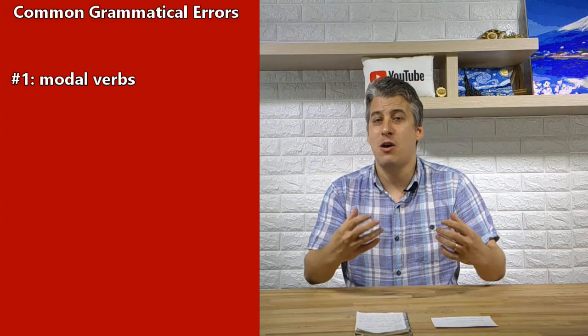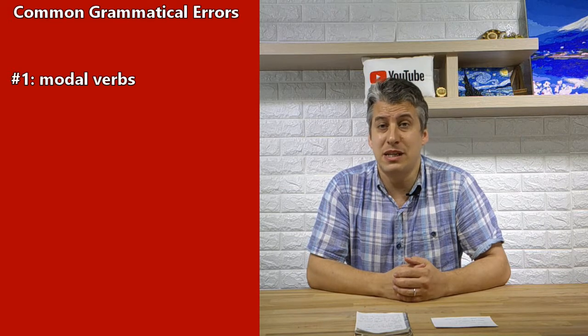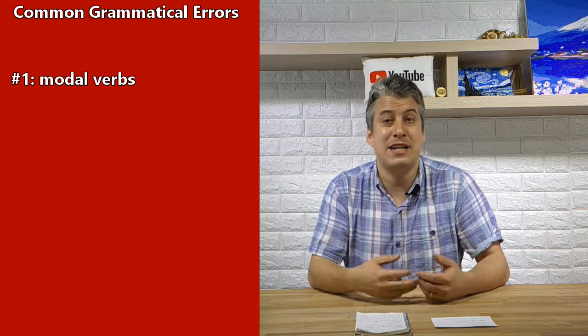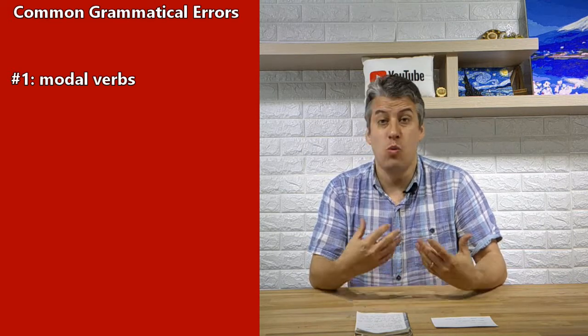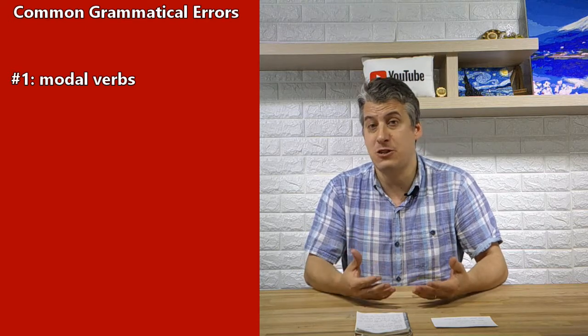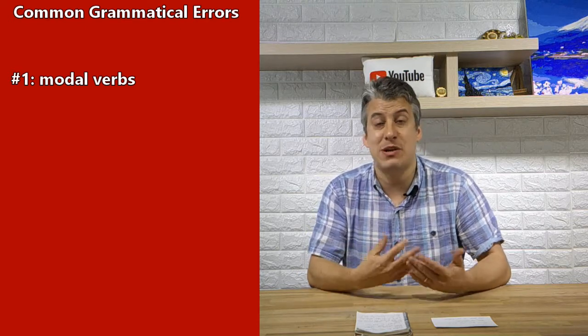The first one is all to do with modal verbs. Well, what's a modal verb, you say? Well, a modal verb is something like must, can, should, would, will, ought to, etc. So they have different meanings and we use them in a different way, but they have a very common grammatical structure. So what I'm going to do is to read you some examples.